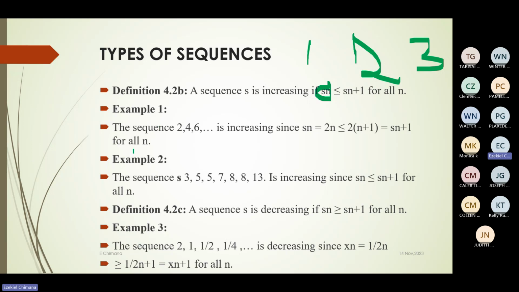So the sequence 2, 4, 6 is an increasing sequence, just like that.